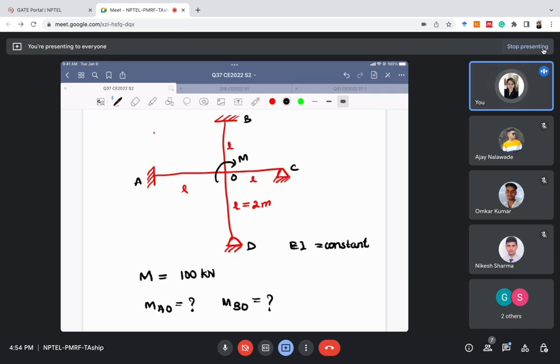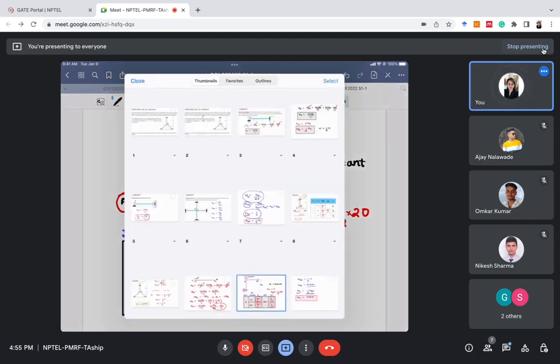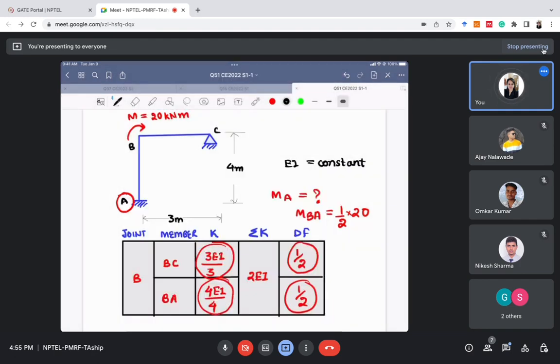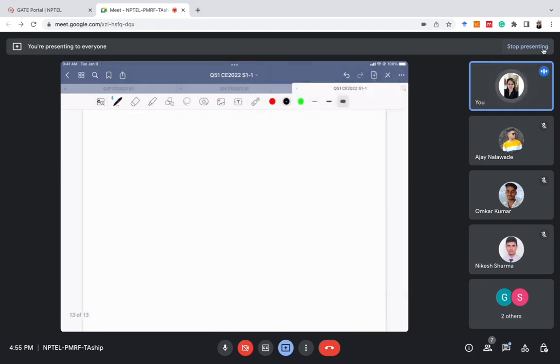Please try this problem at home. Maybe in the next session, I'll discuss some different problems. I hope the 2022 problems I've already covered. Now we'll shift to maybe a problem related to 2011. So let me ask you a question. It's a 2011 problem.